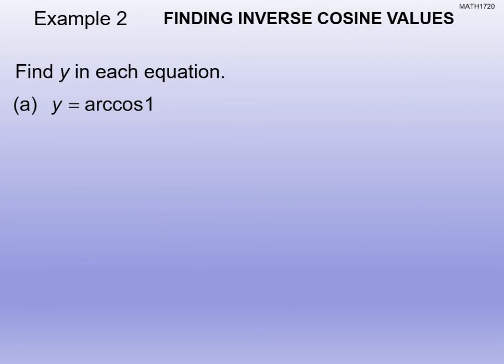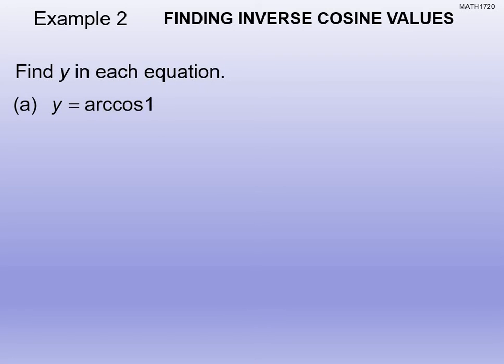So let's find the y in each equation here. We're given y equals arccosine of 1. You can type this in your calculator, and as long as you're in radian mode, you can hit second cosine of 1. But essentially what you're asking in your head is, what angle can I take the cosine of to get a ratio of 1?